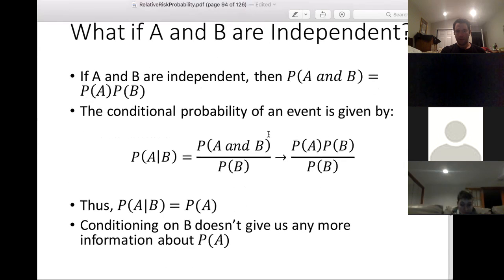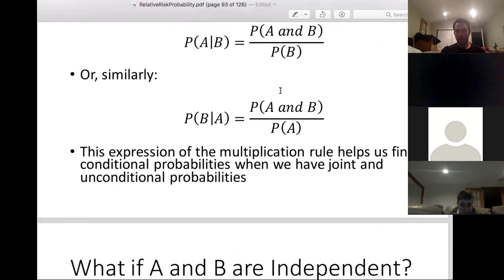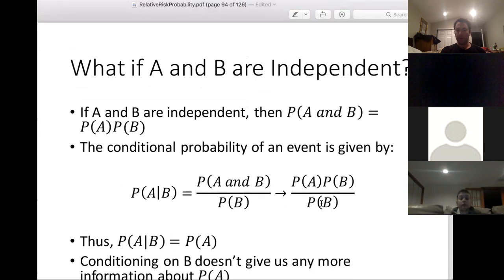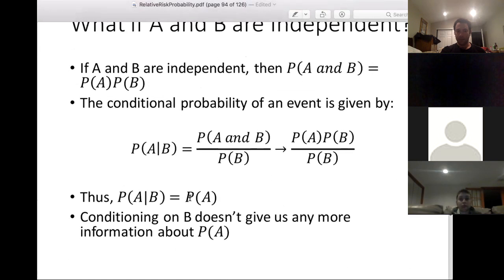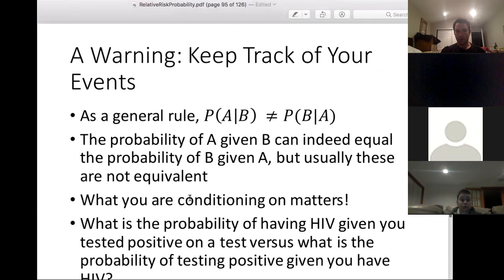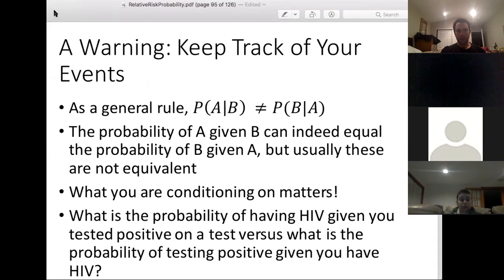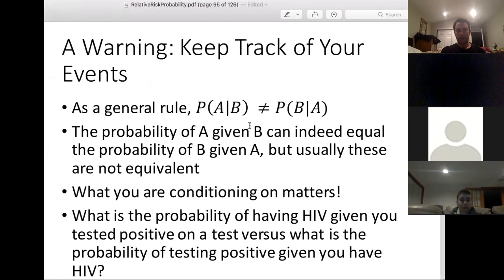And this is if you have independent events, you don't have to worry about the conditional probability. You can just multiply the two and divide. So if you have probability of A given B, it's just going to equal probability of A. And here's just a warning to keep track of your events, because the probability of A given B is not the same thing as the probability of B given A. So that's a big mistake that's very easy to make by students who are first learning probability.